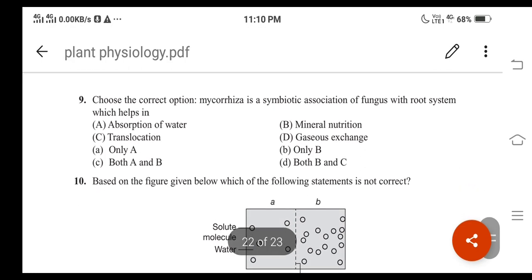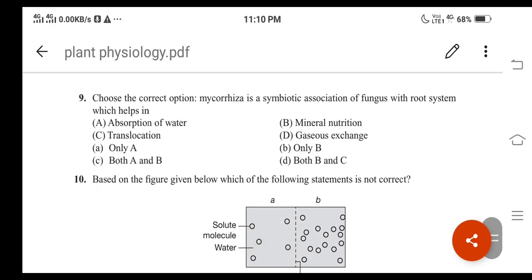Then question number 9, choose the correct option. Mycorrhiza is a symbiotic association of fungus with root system which helps in: A, absorption of water, B, mineral nutrition, C, translocation, D, gaseous exchange. And among the four options, what are the correct functions here?